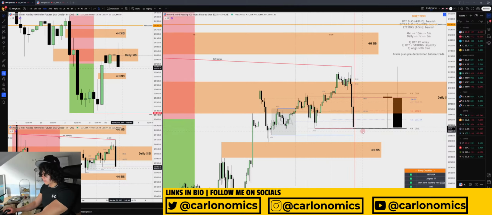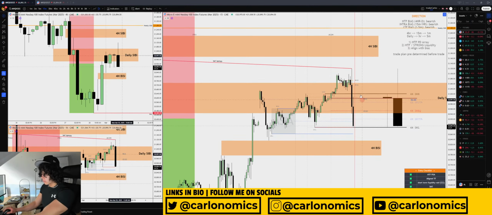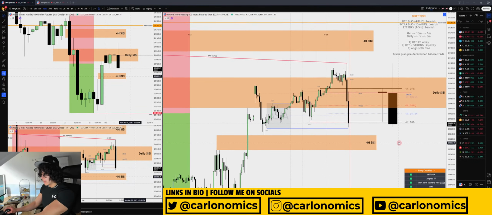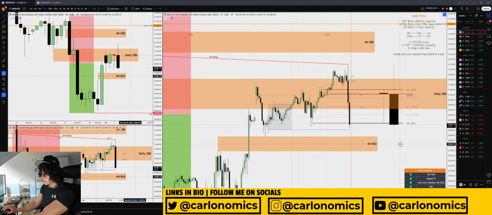So yeah, when price is in a hurry to rebalance a higher time frame PD array, your objective should be not to catch a falling knife. Because if you're going long just because price is retracing to OTE, then yeah, you're going to catch a falling knife, especially when there's a higher time frame PD array below you. So that's really something to know.